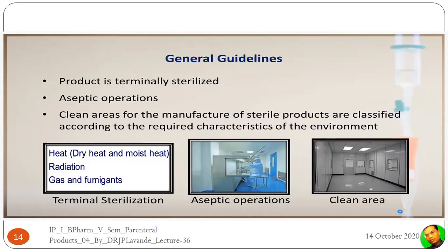Same is the case with class 100 to class 1 lakh. Class 100 is the highest cleanliness maintained area, whereas as we move from class 100 to 1000 to 10,000 to 1 lakh, the degree of cleanliness goes on decreasing.